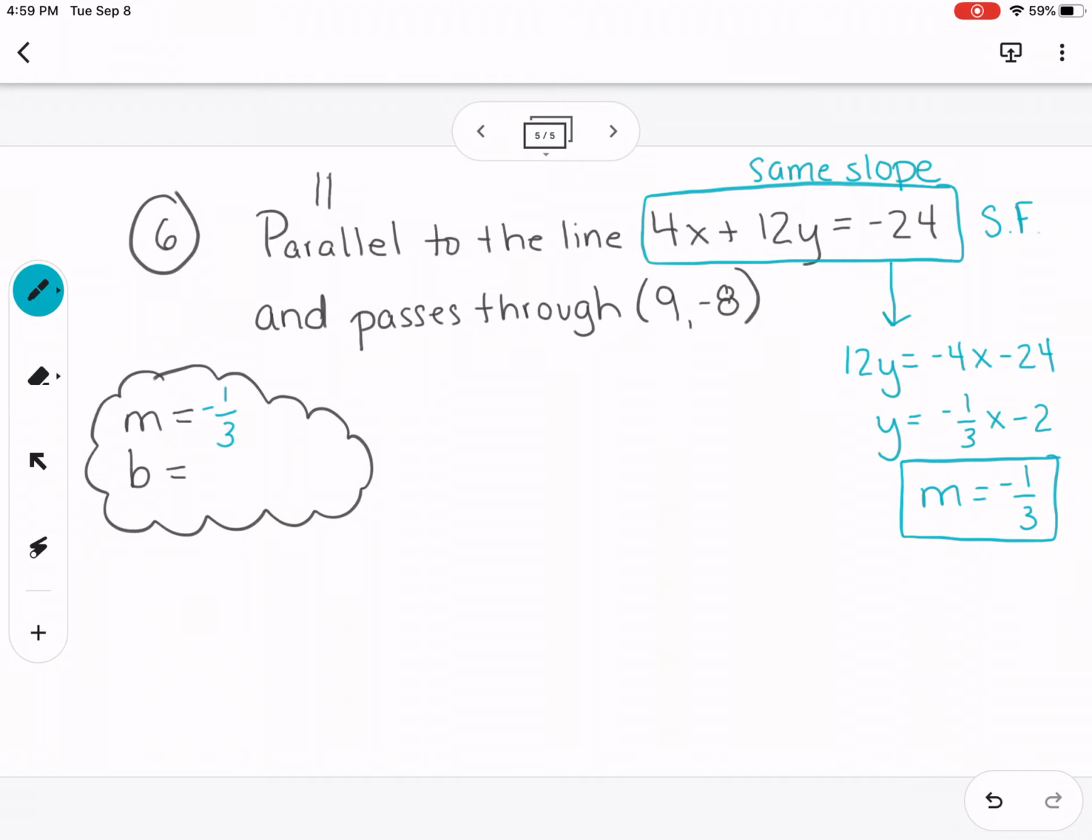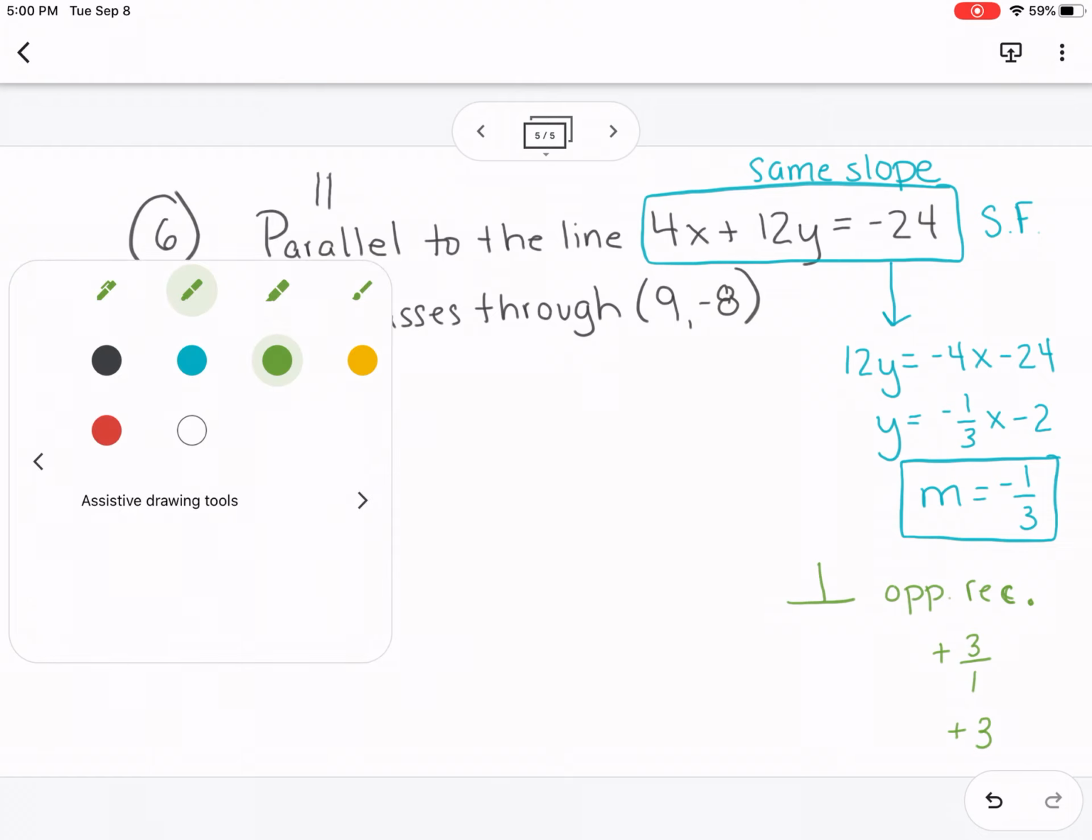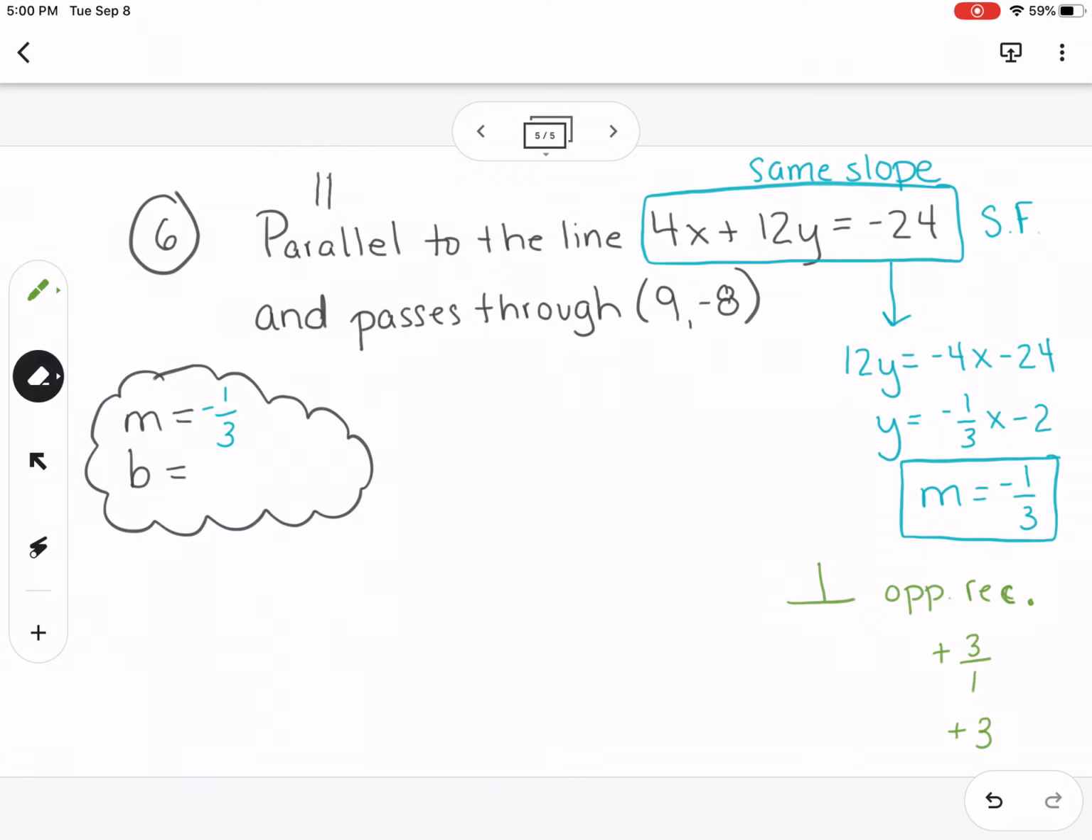If, let's just pretend for a second and then I'll erase it, if the problem had said perpendicular, and this is the symbol for perpendicular, then your slopes are opposite reciprocals. I'm just going to abbreviate, opposite reciprocals, which means that opposite means positive versus negative, and reciprocal means that you flip the fraction. So opposite reciprocal of this would be a positive, and then flip the fraction 3/1, which is just positive 3. So if the problem had said perpendicular, I would have used positive 3 for my slope instead as I move forward.